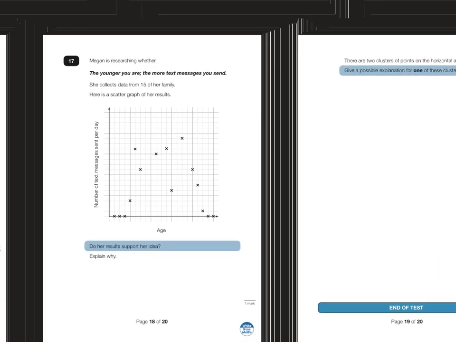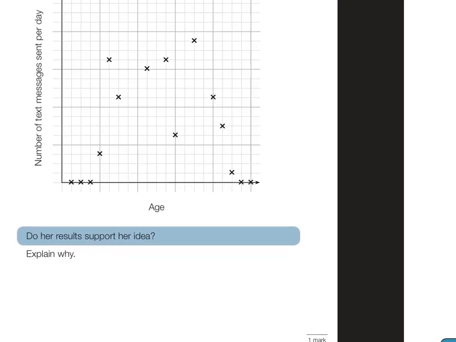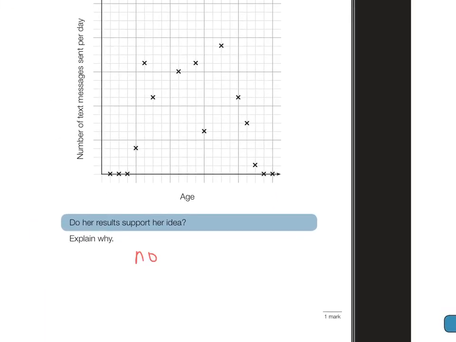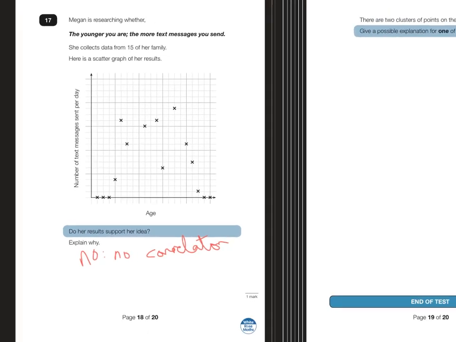Number 17, last question. Megan is researching whether the younger you are, the more text messages you send. 15 people she's asked in her family. It's not a lot of data. Does the data reflect that? Well, no. No correlation. There's no pattern. No. It goes up and down all over the place.